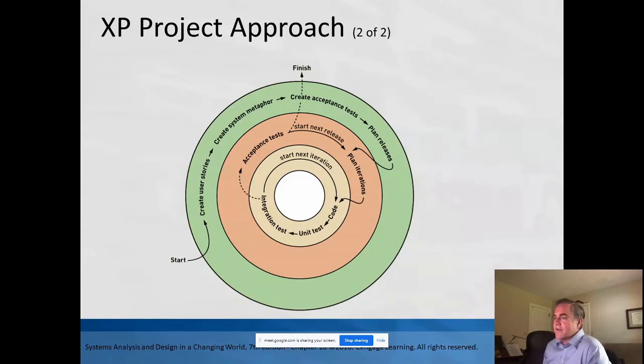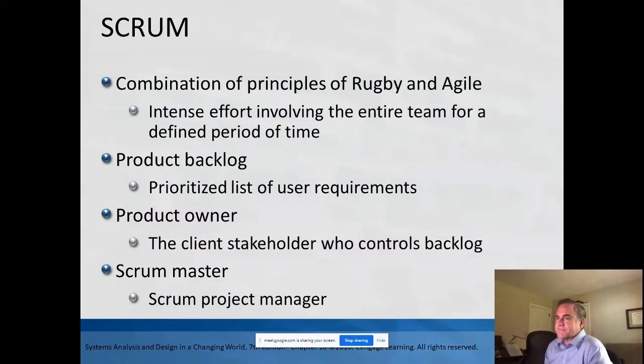orange ring, where you do acceptance tests and you see, do the users like what I did? And assuming they did, then you might bump out to finish. If there's some more work that needs to be done, you push that to essentially the next iteration and then fall back into that inner ring. So it's a pretty fast process.